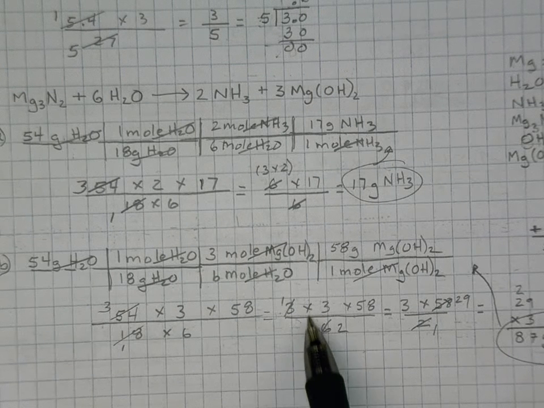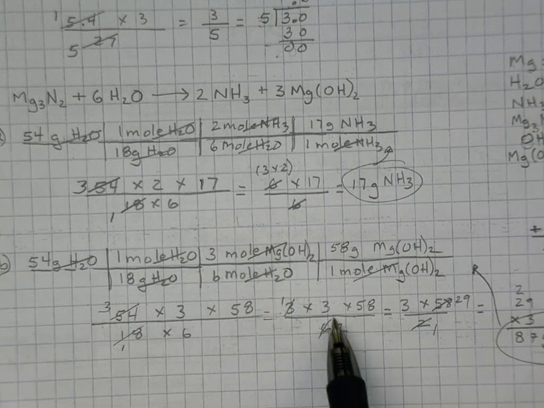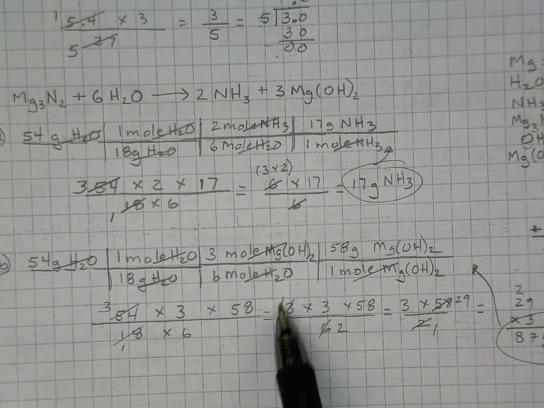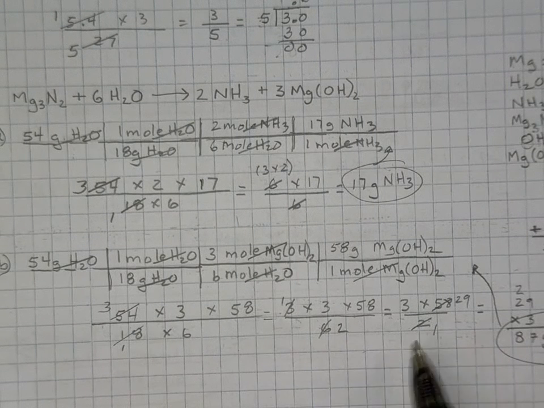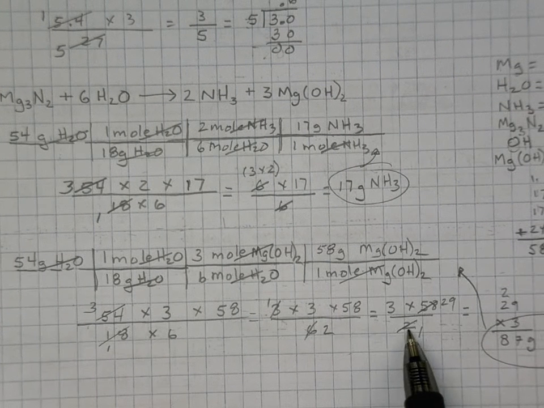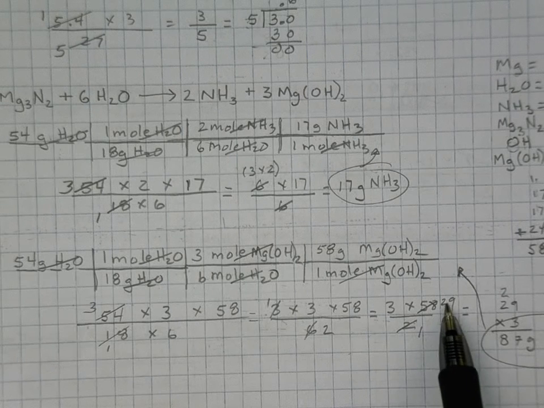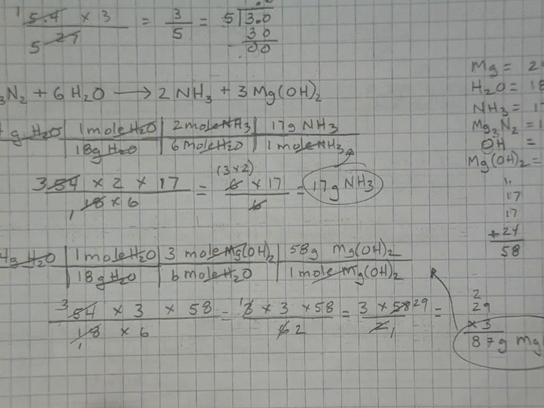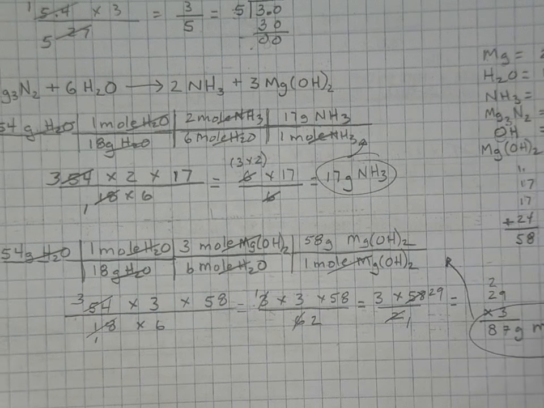And then over here, we can cancel off the 6 that's in our denominator with one of the 3's here, and we get 1 over 2, a half. And then, so I got it set up here, 3 times 58 over 2. We can cancel the 2 here and make this 3 times 29, it works out. So when all is said and done, you should have ended up with 87 grams of magnesium hydroxide.